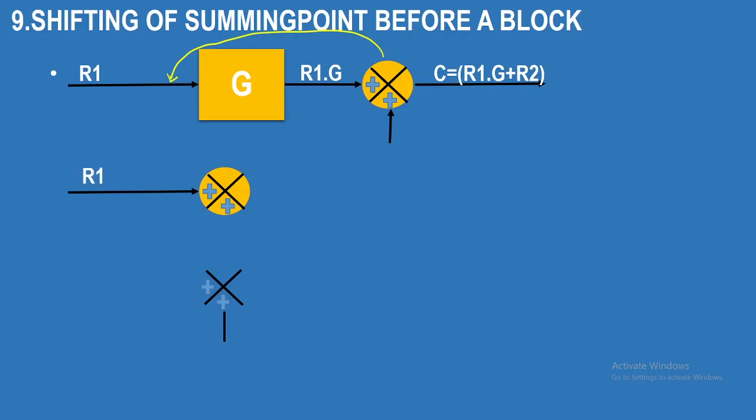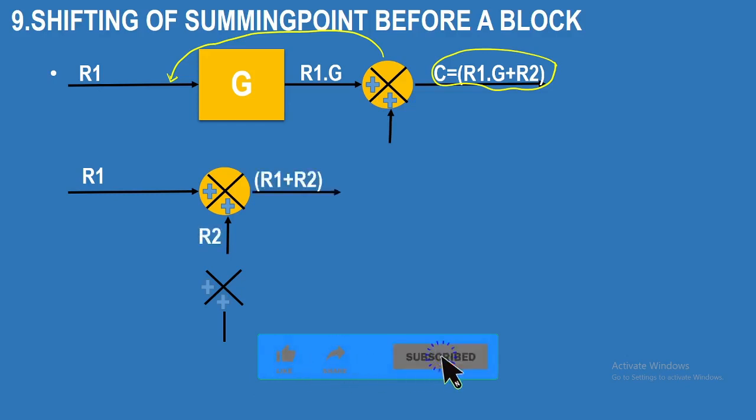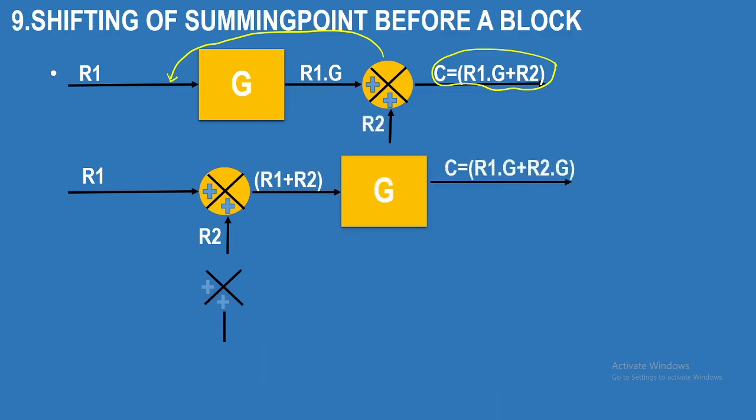So what is the output of this summing point? That is C is equals to R1 into G plus R2. That is the output of that summing point. So let us see, here you are getting the changes. After the changes, what is the output of the summing point? The output of the summing point will be R1 plus R2, but the output of the entire system is also getting disturbed. That is equals to (R1 plus R2) into G.